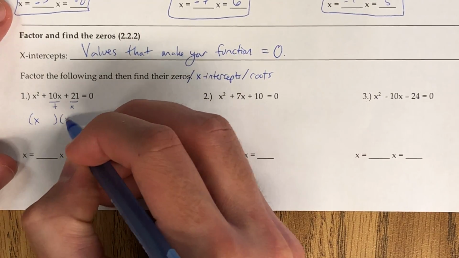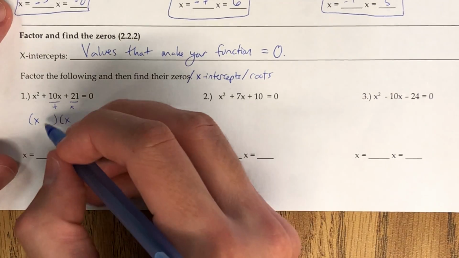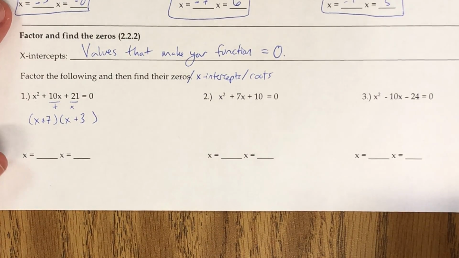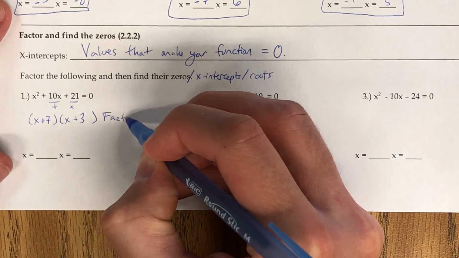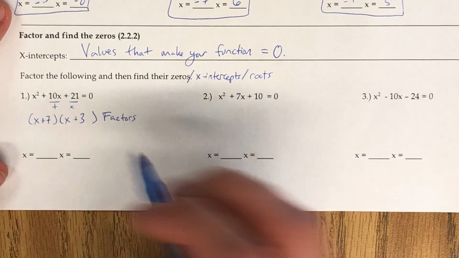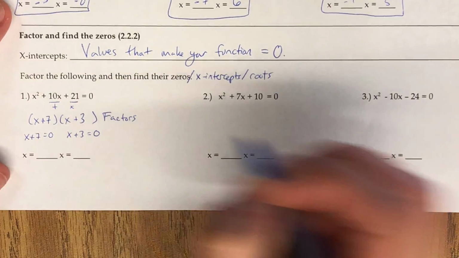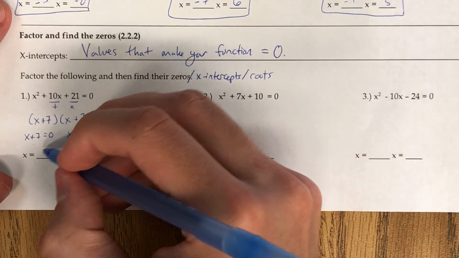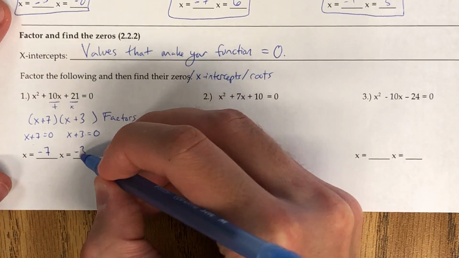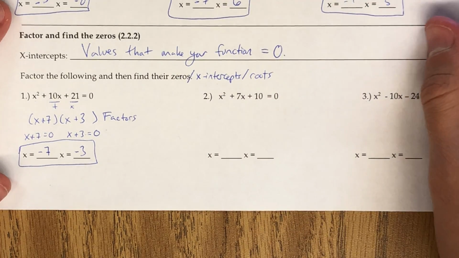So we have to think about what numbers multiply to 21 and add to 7. Those two numbers would be 7 and 3. So these are our factors to find our zeros, x-intercepts, or roots. You set each factor equal to 0 and then solve for x. So in this case, subtract 7 from both sides, we get x equals negative 7. For the second, subtract 3 from both sides, we get x equals negative 3. And these would be what we'd consider our zeros.